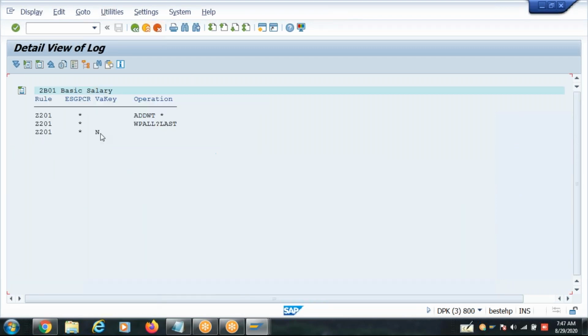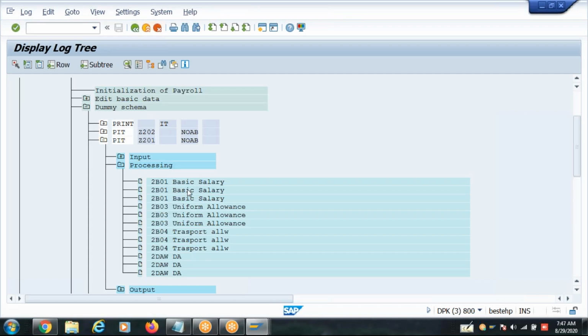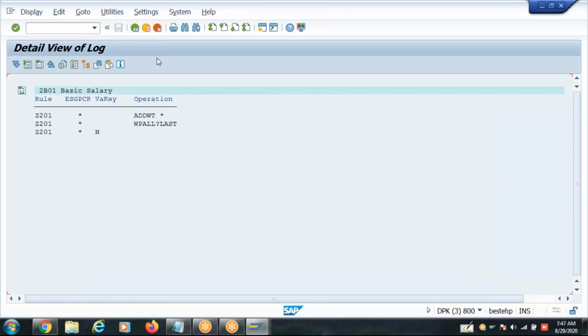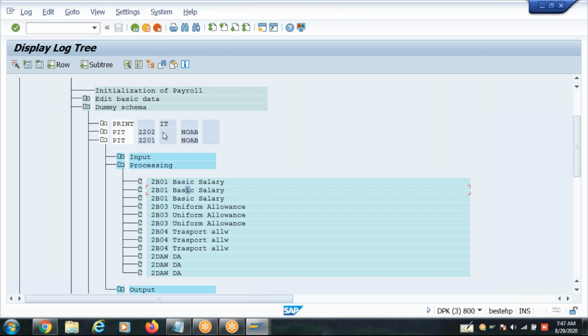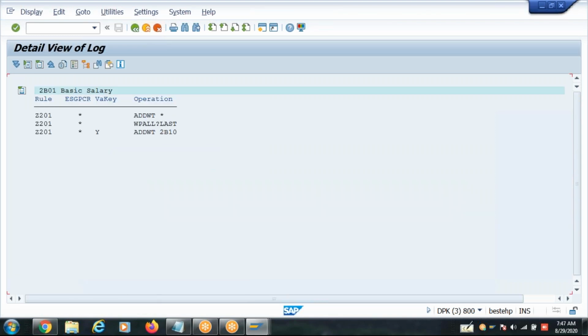No, it is not a first split. It is not a last split. And this is also not a last split. But this is the last split. Yeah. Understood? Any questions so far here? I'm using WPALL.